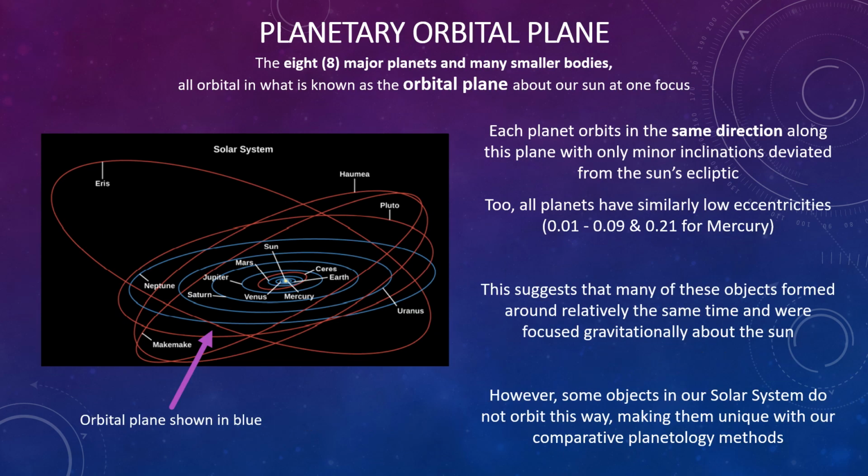So now let's go over the orbital plane of the solar system. All of the 8 major planets and many of the smaller bodies in our solar system share a similar orbital plane with the Sun at one focus. Each planet orbits in the same direction on their elliptical orbit, with only a few minor inclinations deviating from the Sun's ecliptic, that similar orbital plane.